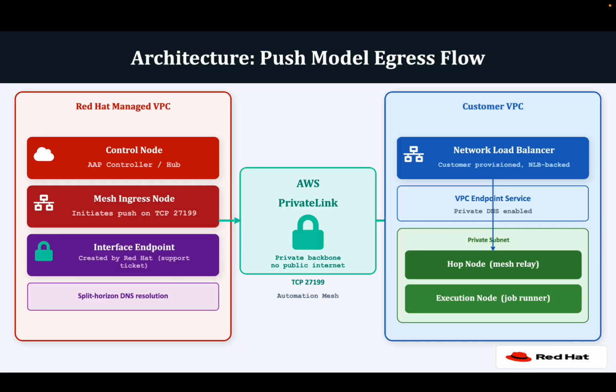When the mesh ingress node initiates a connection over TCP port 27199, traffic flows through the VPC endpoint, reaches the customer NLB, and gets forwarded to the hop node or execution node. This allows Red Hat to execute automation jobs on customer managed execution nodes without exposing them to the public internet. All communication remains protected using end-to-end mTLS.